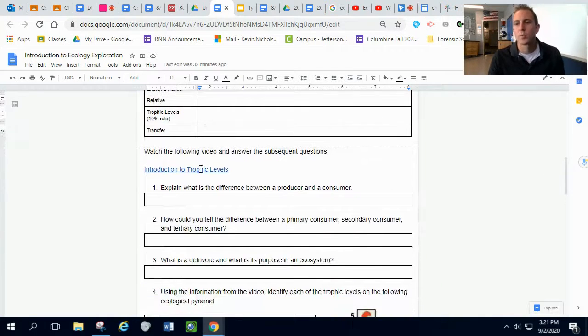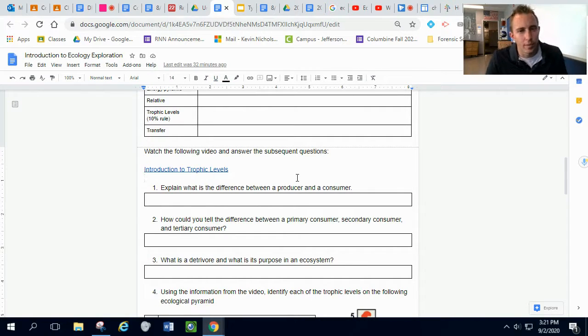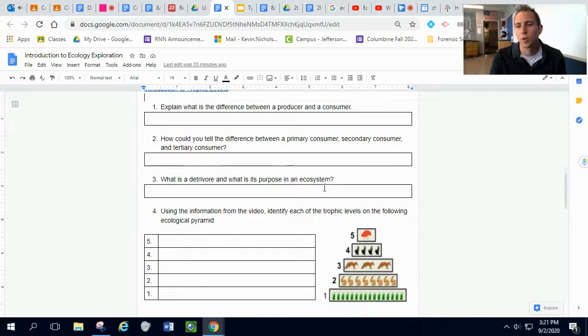Then you're going to watch this brief little video on trophic levels. Essentially what we're going to be starting with in our ecology unit is looking at how organisms interact with each other in environments. The main thing we're going to start with first is how they eat each other, how energy and matter is transferred throughout an ecosystem. So this is exploring a little bit of what's going on with trophic levels. You'll just watch this brief video and then you'll answer these 3 questions.